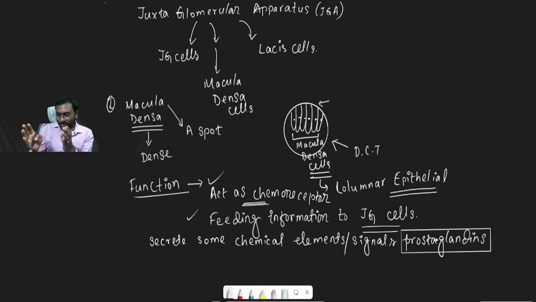So this is the prostaglandin, and it is secreted by the macula densa cell, acting like a chemoreceptor or chemical signal. By the action of this prostaglandin, renin will be secreted from the JG cell, and the later scenario we have already learned, which I have already mentioned within the JG cell.